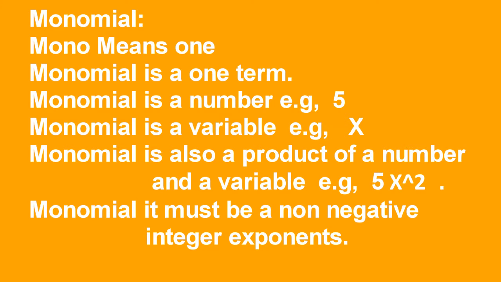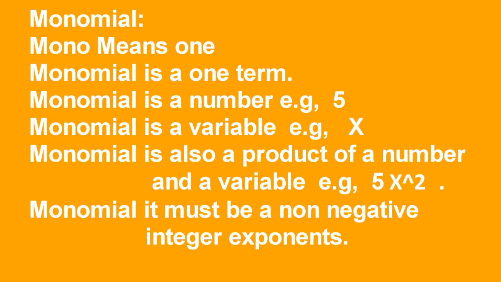Also a monomial can be a variable, for example x. X also is unique, one part, one term, so it is a monomial. Now a monomial is also a product of a number and a variable, for example 5x squared. As long as 5x or 5x squared is one term, it is also called a monomial, but the exponents must be non-negative integers.